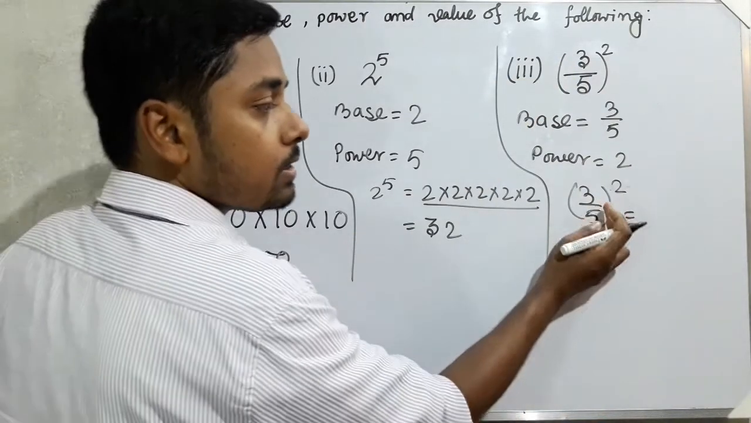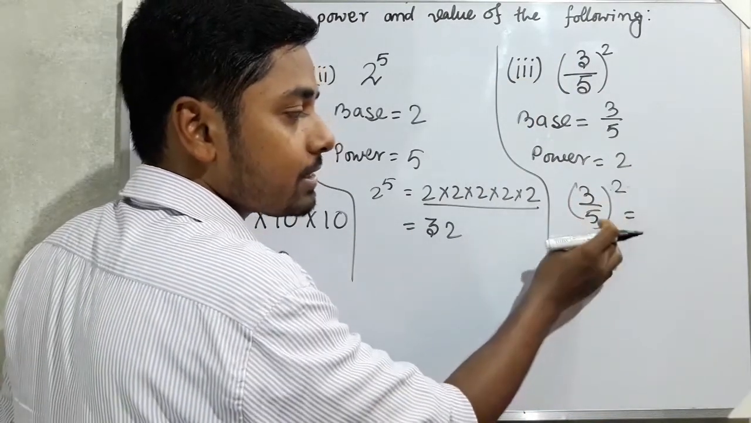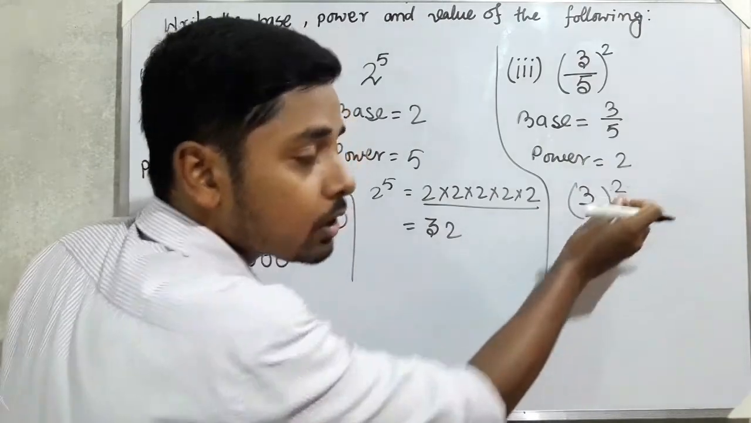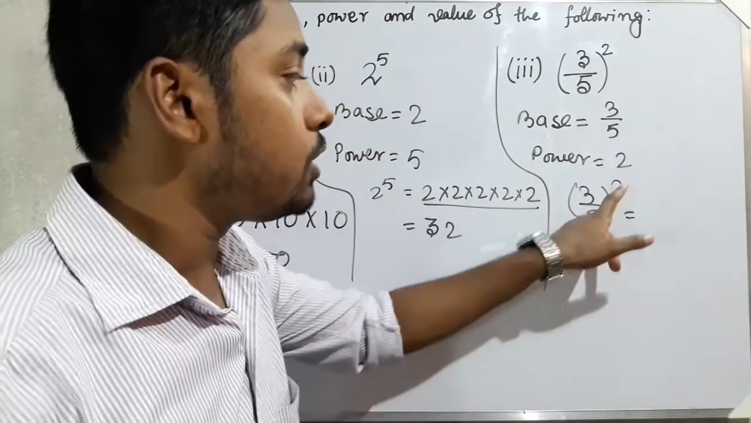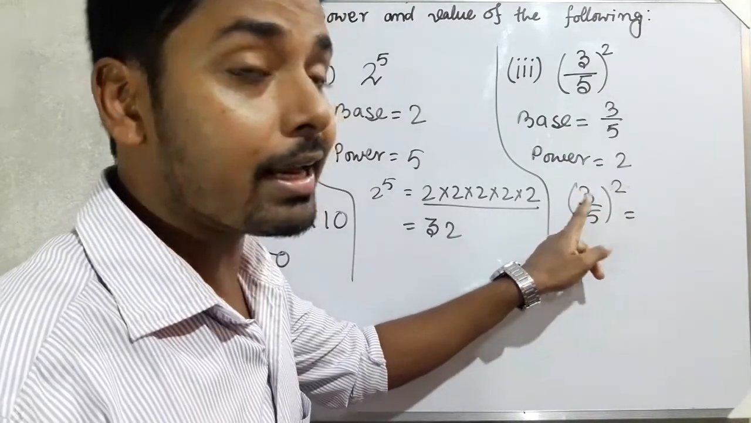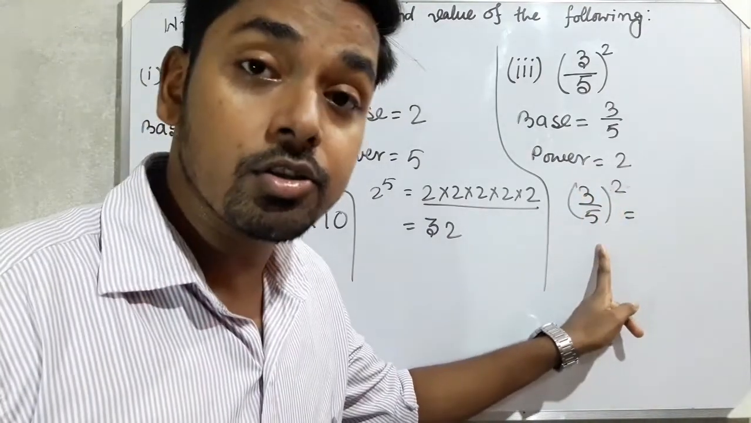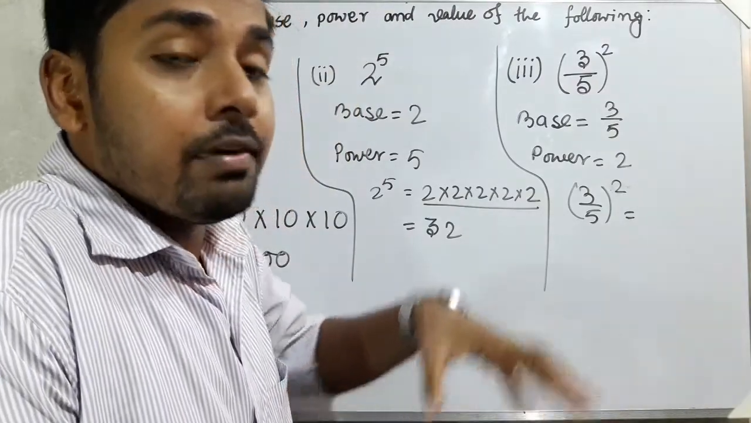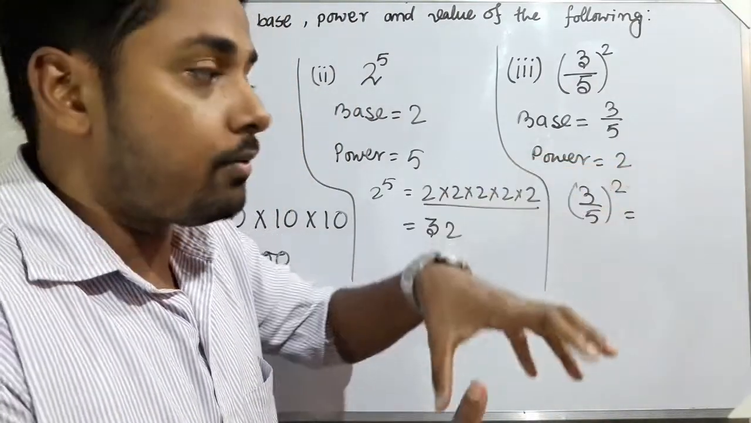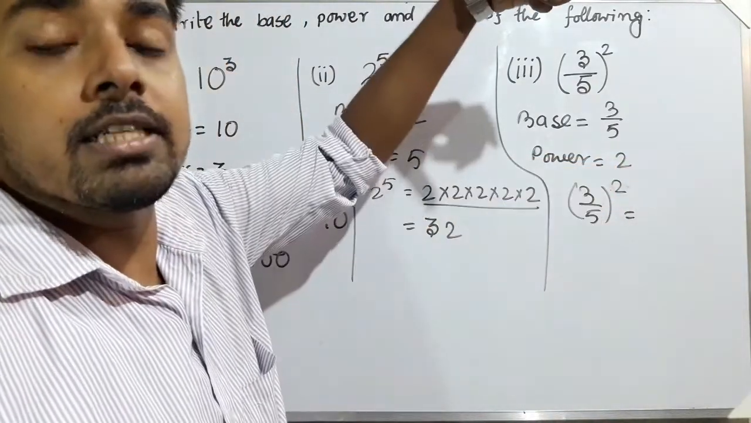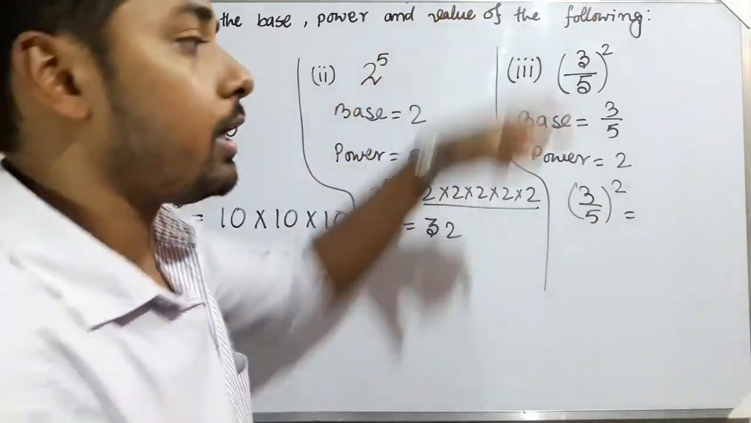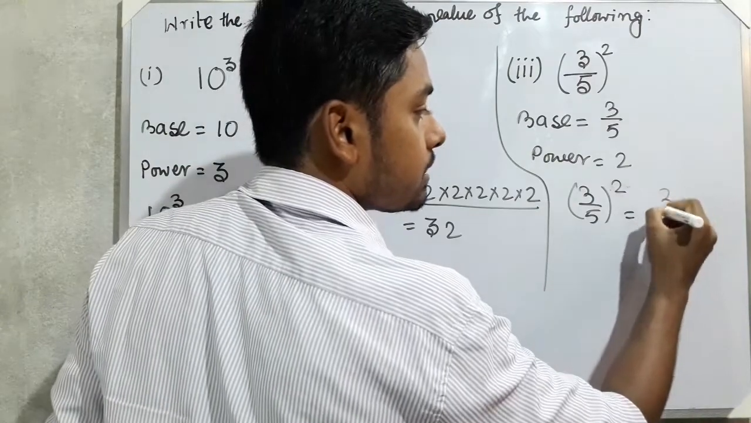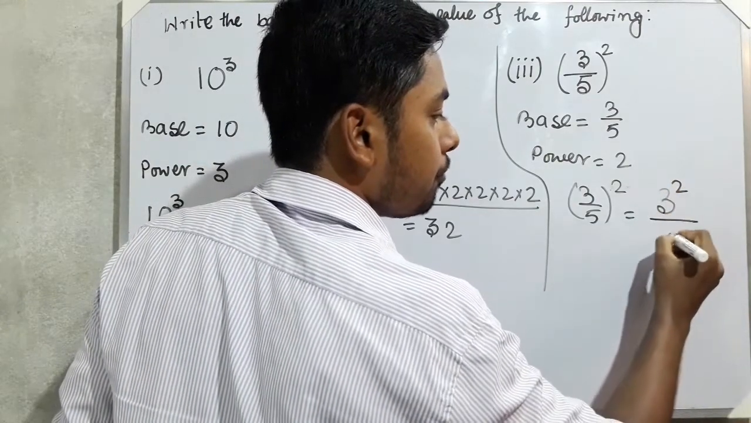That means you can see (3/5) whole to the power 2. That means 2 is the power of the numerator and 2 is the power of the denominator also. Now you will divide this: for the numerator you will take the power separately, and for the denominator you will take the power separately. That means we are writing it like this: 3 to the power 2 by 5 to the power 2.